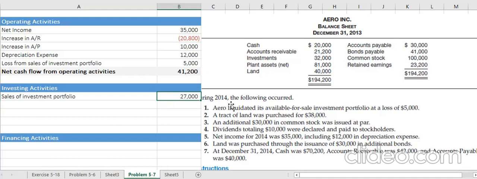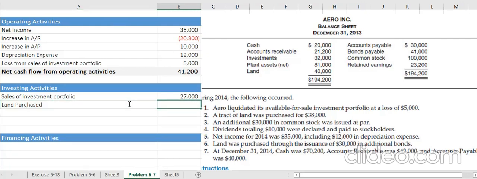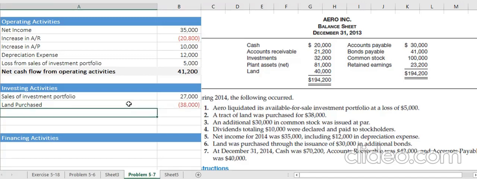That's number one. Then number two, a tract of land was purchased for 38,000. Land is a non-current asset, so obviously it is related to investing activities. Land was purchased and money was paid. How much money was paid? $38,000, so it is a cash outflow. It will go to minus.